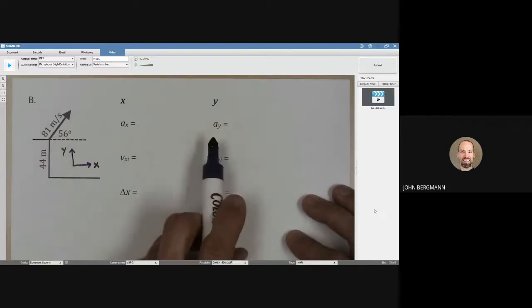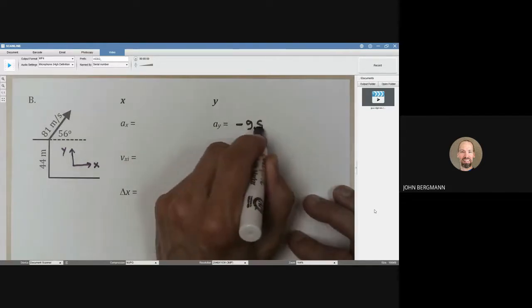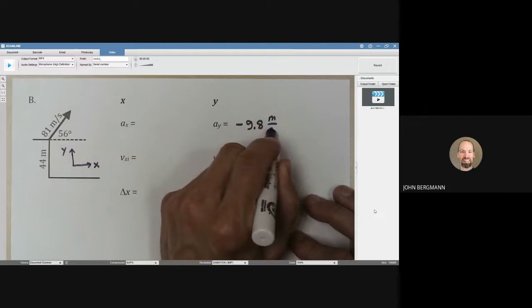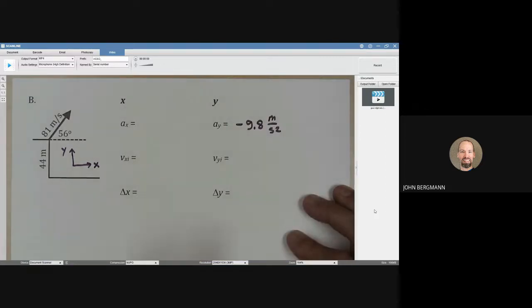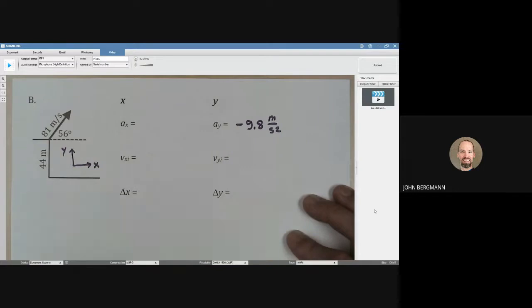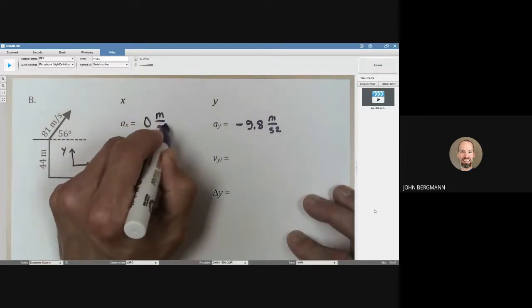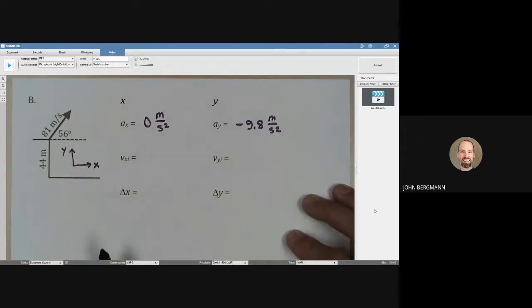And then what that means is that the acceleration, which points downward because that's the way the force of gravity acts on something, we need to make sure that that is negative. The acceleration in the x direction we are assuming is 0. It's not speeding up or slowing down in the x direction.